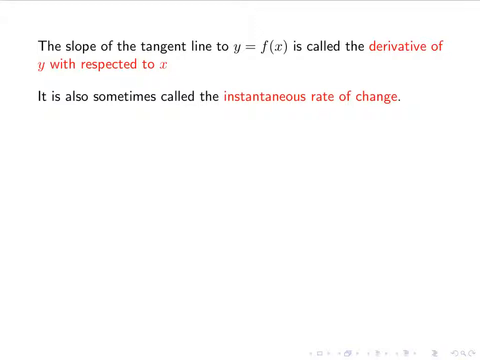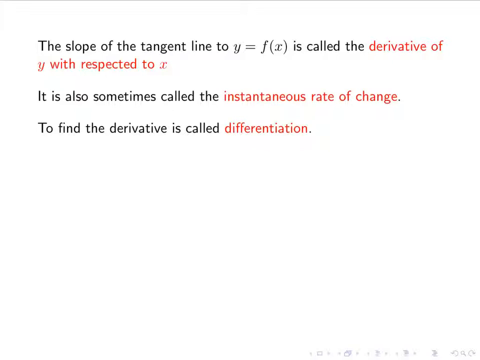It's also sometimes called the instantaneous rate of change. The slope, a derivative, is a fraction, which is a rate, if you remember from previous math courses. So every time you have a fraction, you can think of it as a rate. It's a rate of change. And if x is t, then you can think of it as how fast something is changing.